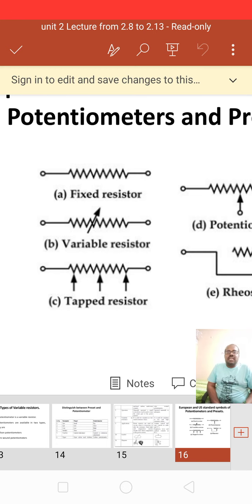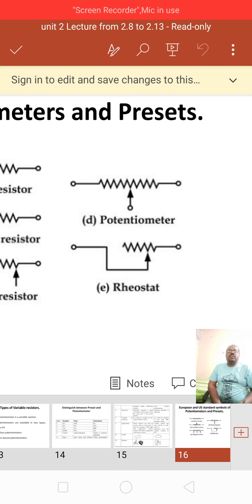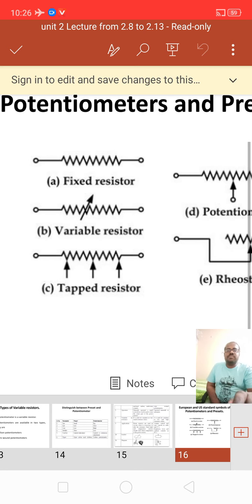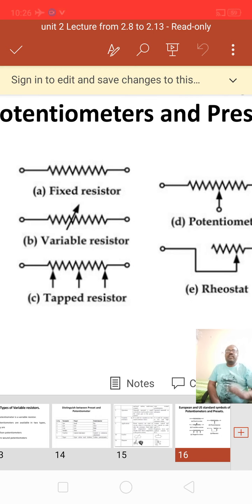First, here it has shown the fixed resistors. Next to that, variable resistors, next tapped resistor, next potentiometer, rheostat. These are the different symbols which we use in European and US. See clearly and make a note of them also. It is a most useful thing. First one, fixed resistor. Note the diagram or symbol for the fixed resistor.